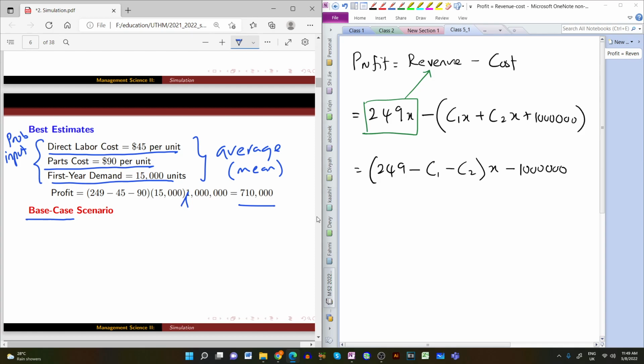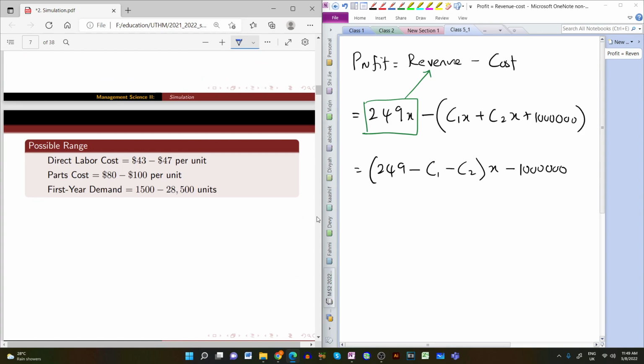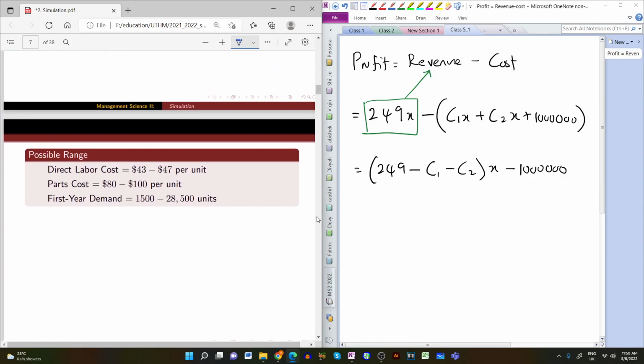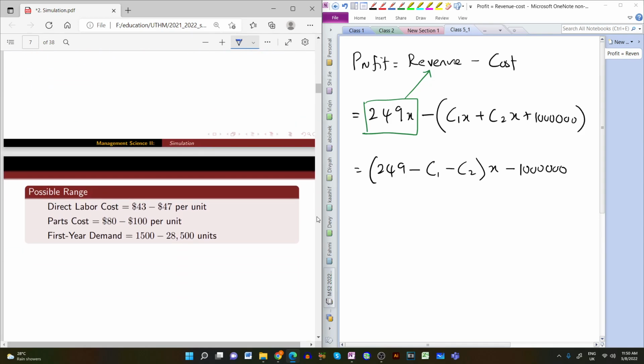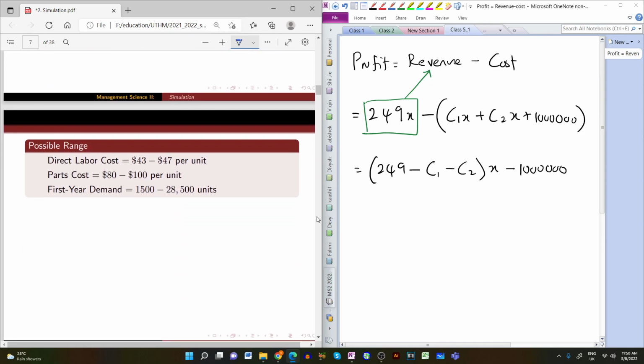Now instead of having a single value, let's say I give you a possible range, minimum and maximum value. Labor cost can be in between 43 to 47, part cost can be in between 80 to 100, and the first year demand can be in between 1500 and 28500, something like that. Now we are having a range.